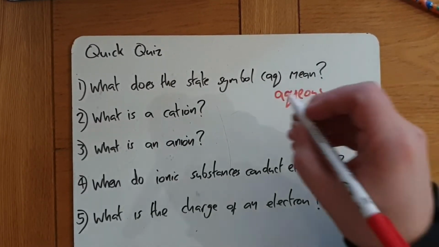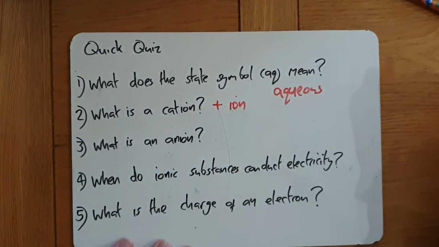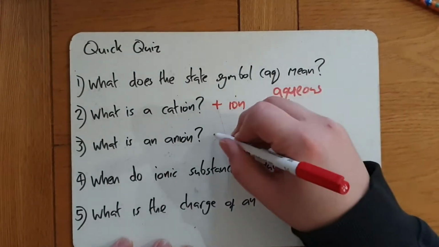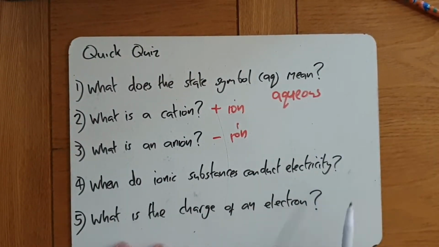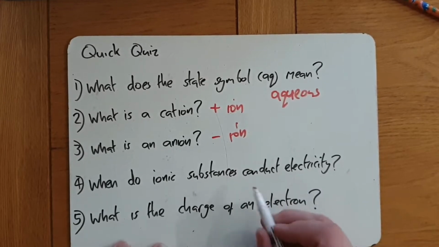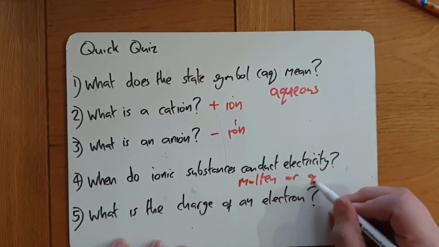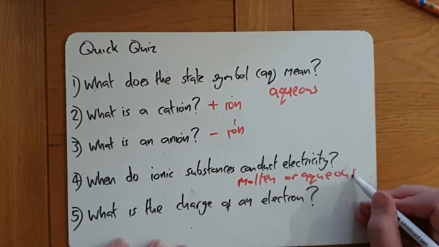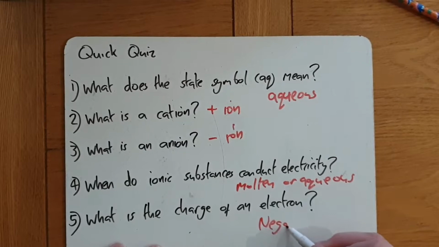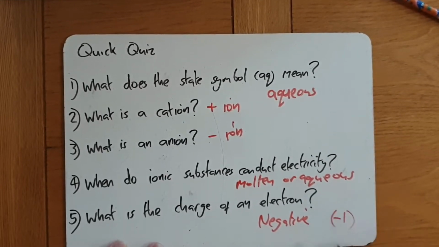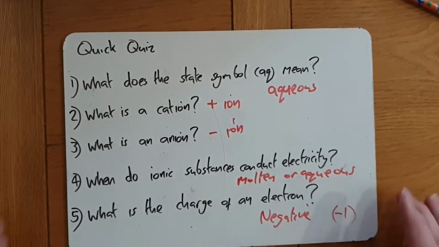So what is a cation? A cation is an ion with a positive charge, a positive ion. What is an anion? An anion is a negative ion. When do ionic substances conduct electricity? They can't conduct when they're solid, but they do conduct when they are molten or aqueous. And what's the charge of an electron? Electrons are negative. They have a charge of -1. So that's that one. Right, so on to electrolysis for today.